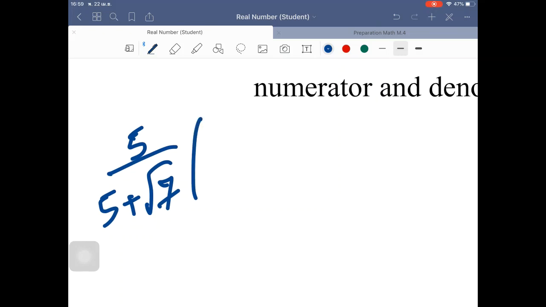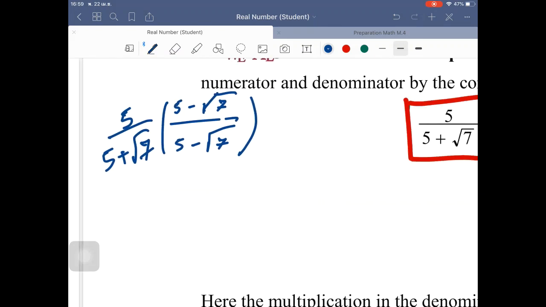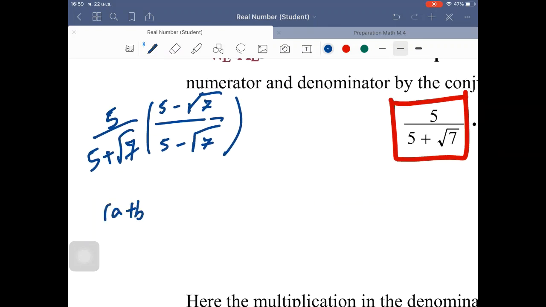Easily, you multiply itself but change the symbol from plus to minus, from minus to plus. Why? Can you remember this property? Can you remember this one? This will be a square minus b square, and the middle value will be eliminated. Okay.